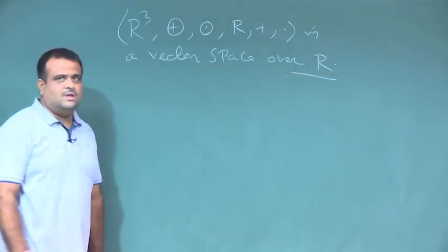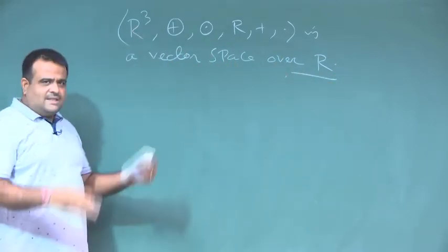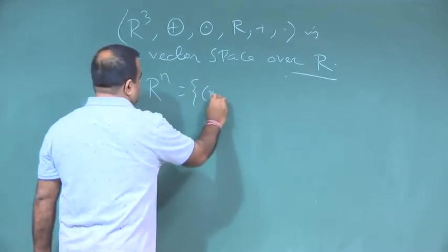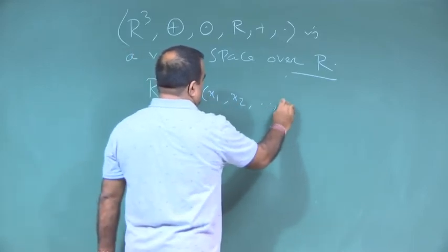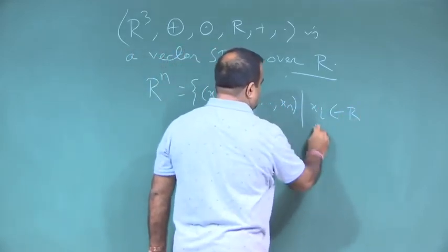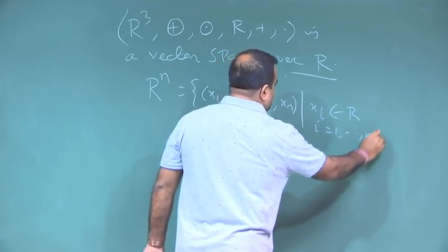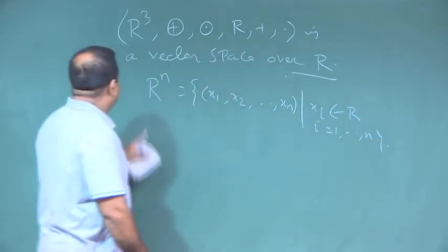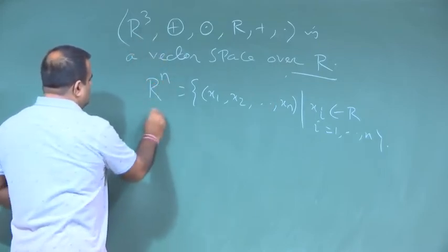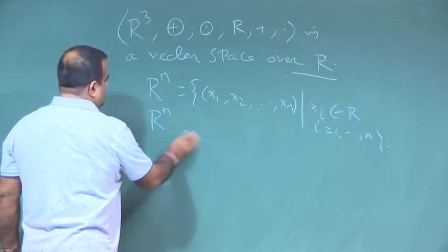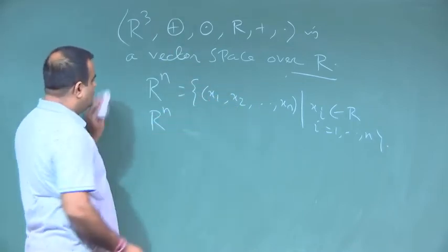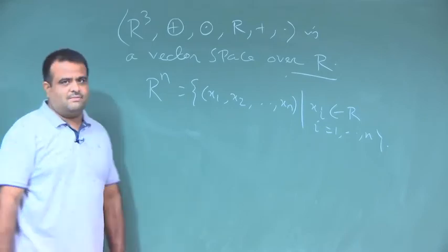This is one example. Not only R3, any R to the power n. So, this is basically an n-tuple where xi belongs to R. We can also show this for R to the power n, n greater than or equal to 1. Again, we define it in a similar way, and this is a vector space over R. This is the real vector space.